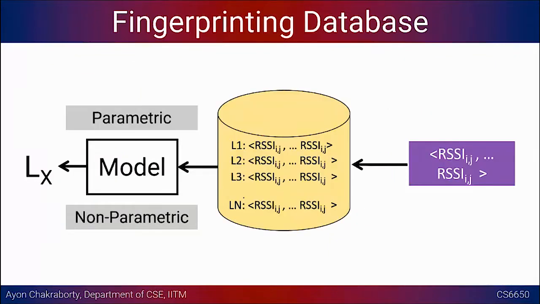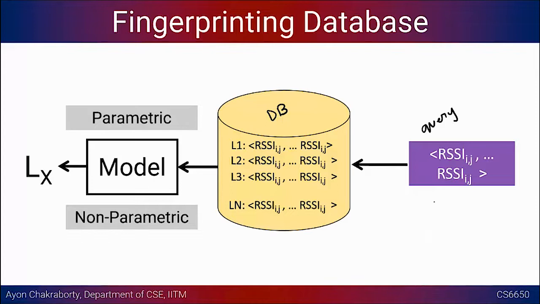Now this is the standard way this method is applied. You have this fingerprinting database, so this is the DB. From the DB, you can create a model. And whenever there is a query that comes to the system, it says, I have these RSS values. Can you tell me the location? So this is the localization problem now.